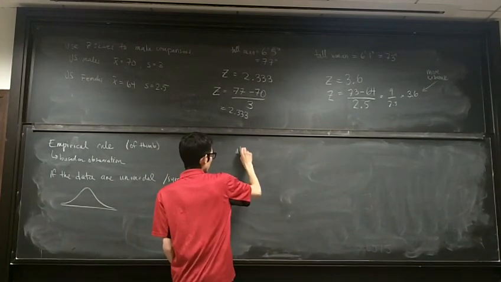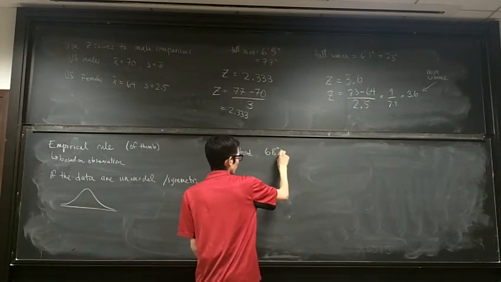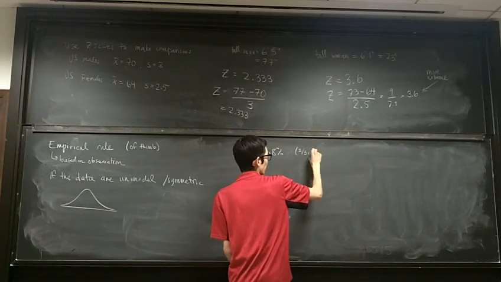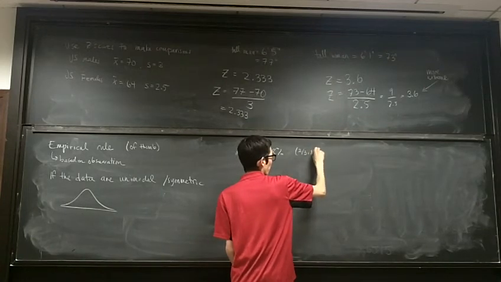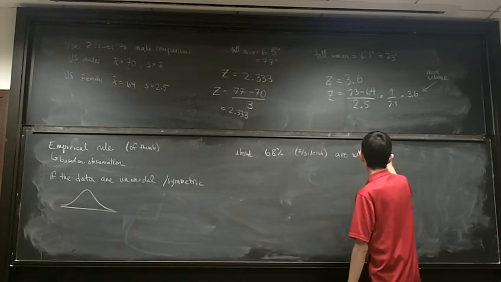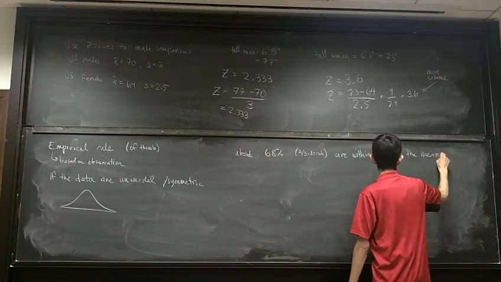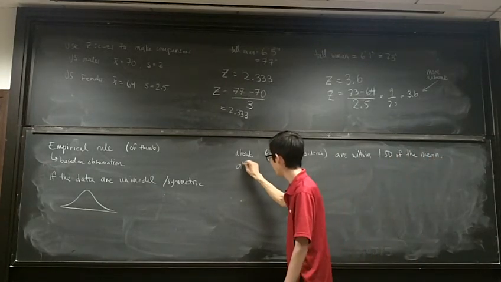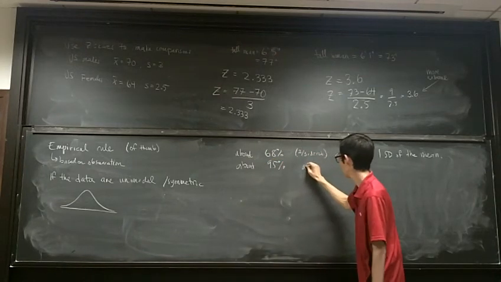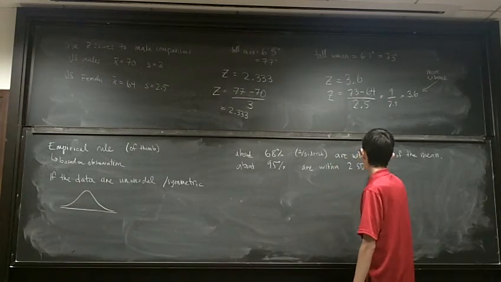About 2/3 or about 68%, so about 2/3-ish, are within one standard deviation of the mean. About 95% are within two standard deviations of the mean.